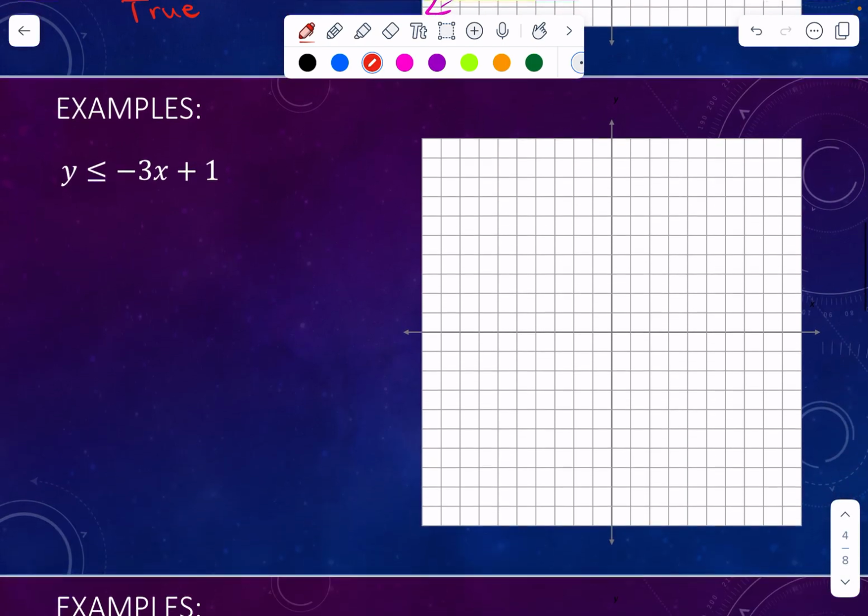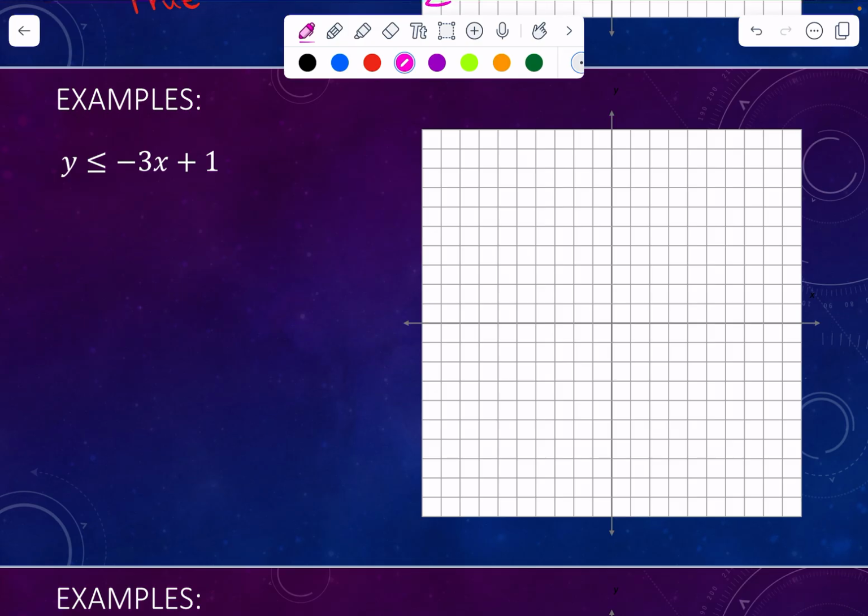Okay, let's try another one. So I'm going to start off again. I want to know what is the slope, what is the y-intercept. So here my slope is -3, my y-intercept is 1, and this time, since that symbol, it's going to be a solid line. So I'm going to go up 1, I'm going to put my dot. From there, I'm going to go down 3, right 1, down 3, right 1. Then at that point, I'm going to connect that like so, and there is my line.